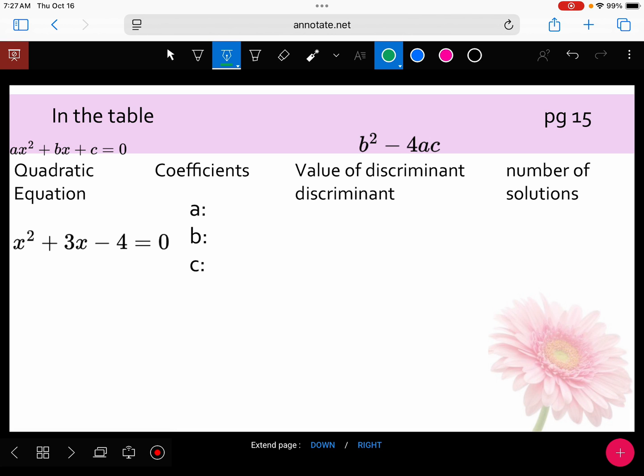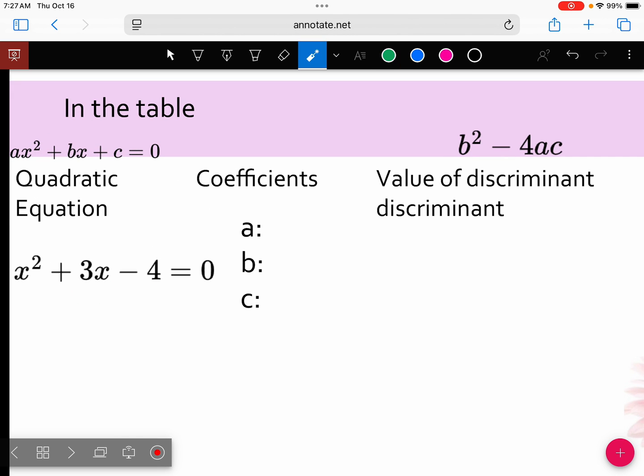So we have here our quadratic equation, x squared plus 3x minus 4 equals 0. Really important: whenever we're looking at these and we're taking our A, B, and C, it has to equal 0 every single time. So before I start finding A, B, and C, I have to make sure this is set equal to 0. It's very, very important, not optional. So since this one is set equal to 0, we can find our A, B, and C.